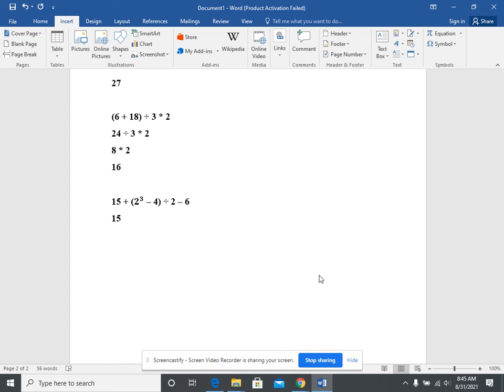But inside our parentheses, we've got exponent and subtraction. So what's my next step? The exponent is my next step. So 2 to the third power. So remember, that's the same thing as 2 times 2 times 2. All right? So if I take 2 times 2, what does that give me? 4. And then 4 times 2? 8.